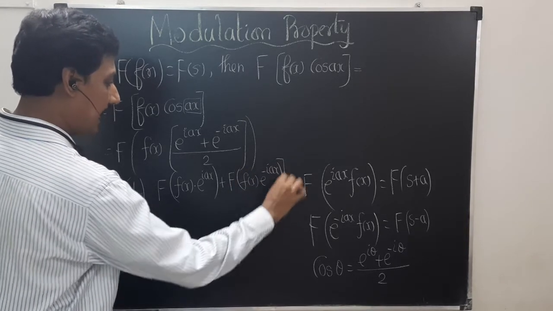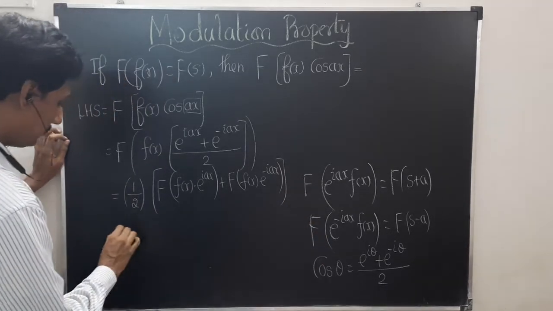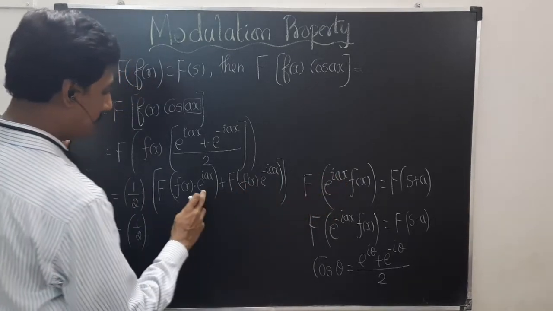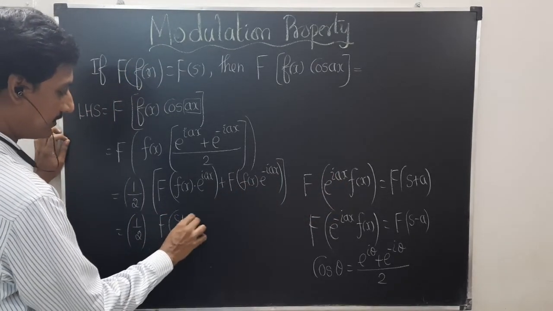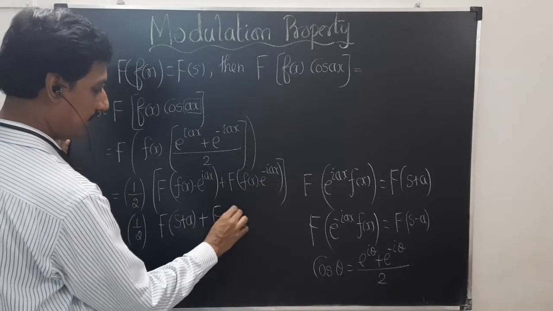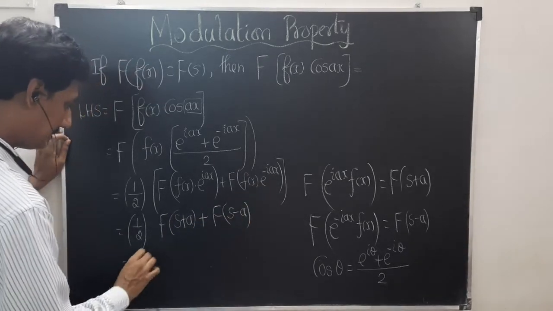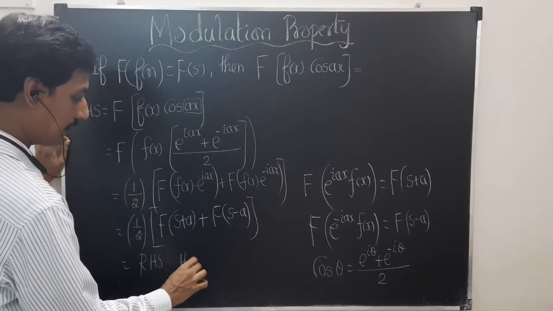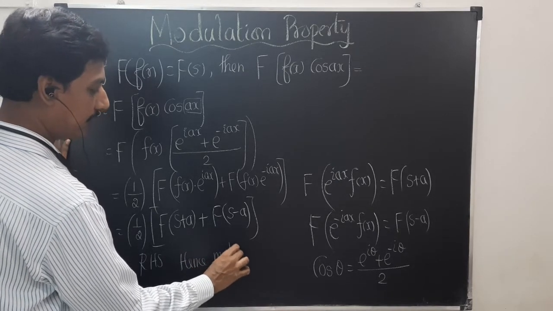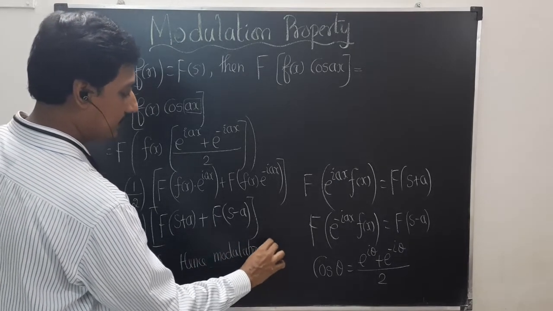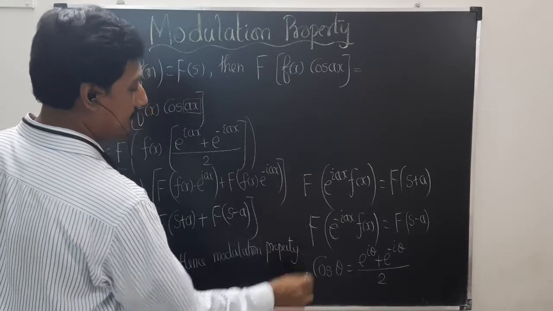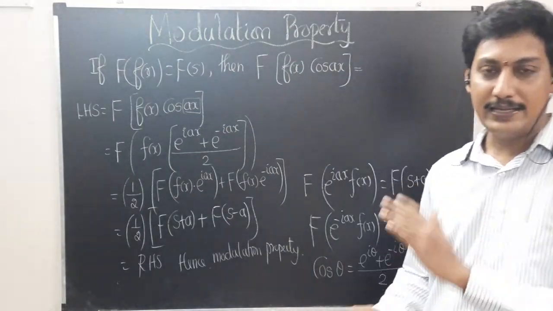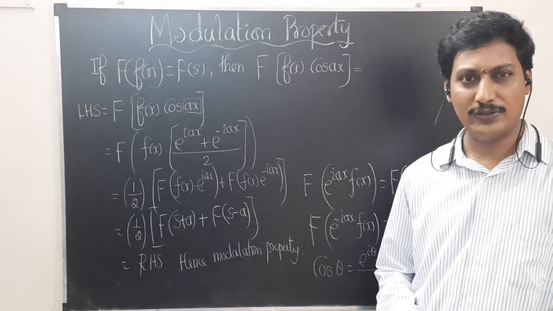So this exactly looks like those two properties. So it is equal to 1 by 2 into, for e to the power iax, F of s plus a, and for the minus, F of s minus a. So this is the modulation property for the complex Fourier transform. So we get the answer for the product of f of x into the trigonometric function cos ax. But actually the trigonometric function sine is also there.